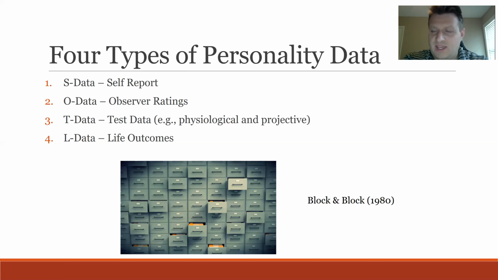Then we have T data, which is test data. Here, what we do is we present all subjects or all test takers with the same stimulus. Maybe it's something like a Rorschach ink blot test, and we ask them to do the same action. Based off of how they respond, we interpret something about their personality. We'll talk about the specifics of test data a little bit later on in this lecture.